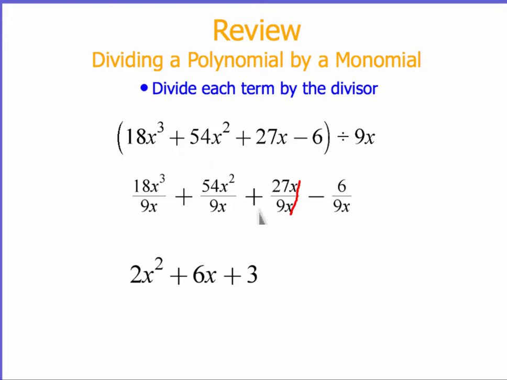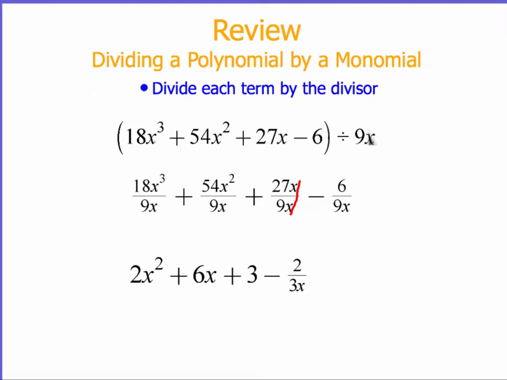And then 6 divided by 9x. Well, 6 divided by 9 doesn't divide evenly, but it can be reduced. 6 divided by 9 is 2/3. And since there's no x up here, I have to leave this x alone in the bottom, so it's 2x squared plus 6x plus 3 minus 2 over 3x. Okay, so that's how we divide a polynomial by a monomial. Monomial meaning one term, polynomial meaning multiple terms.